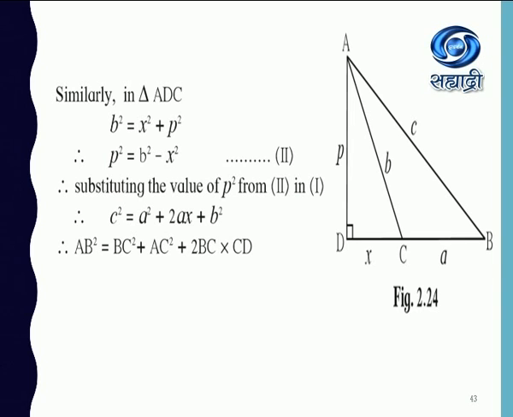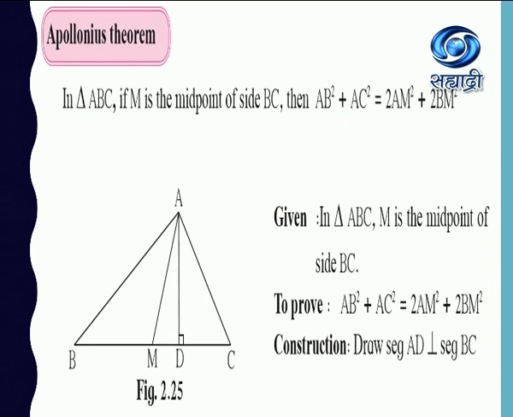And after completion of this, we can represent it in this manner. AB square is equal to BC square plus AC square plus 2BC into CD. Now Apollonius theorem is based on these two properties, or applications, of Pythagoras theorem which we have learned. Here in triangle ABC, M is the midpoint of side BC, and we have to prove that AB square plus AC square is twice AM square plus twice BM square.